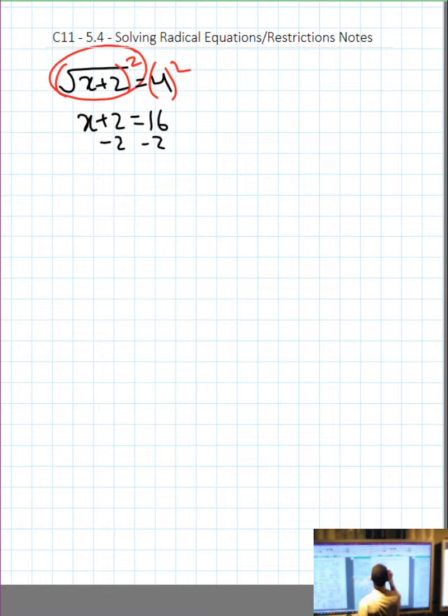Minusing 2 from both sides. Your teachers are going to do less and less of that. 2 minus 2 is 0. x equals 14. Box your answer.